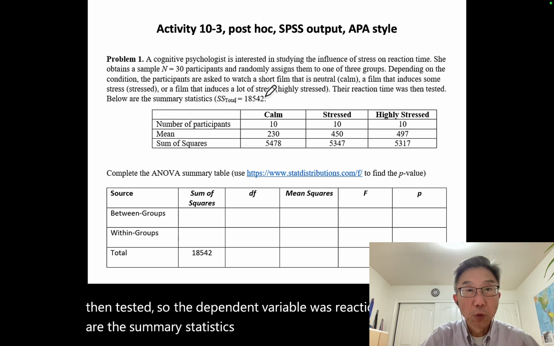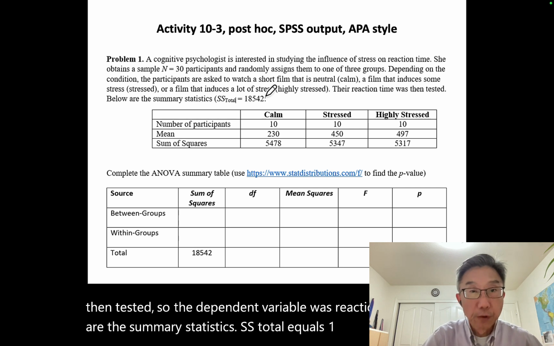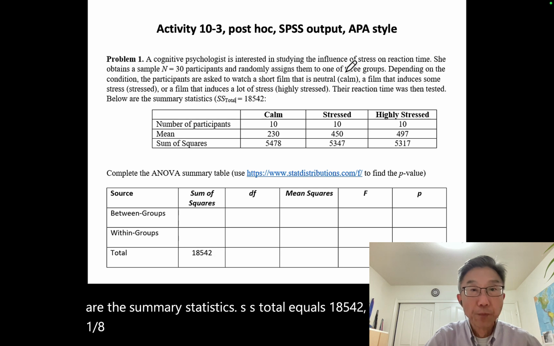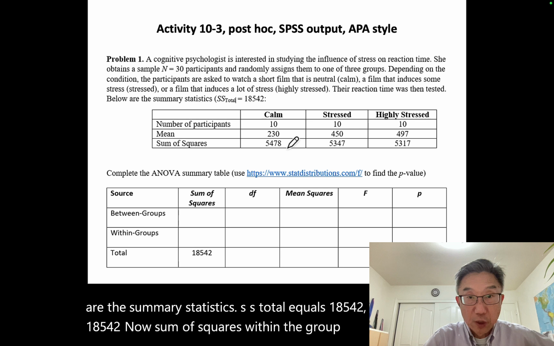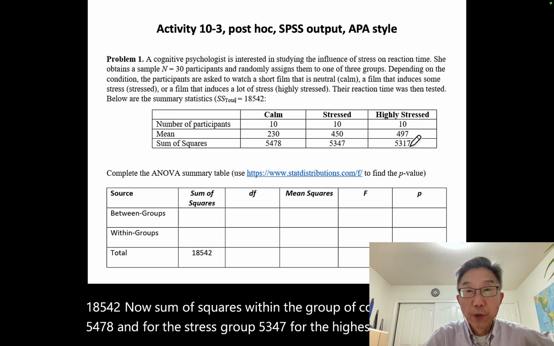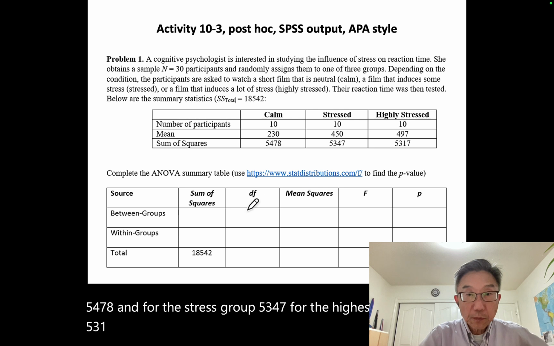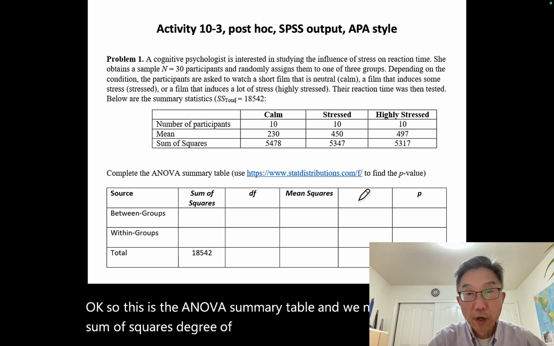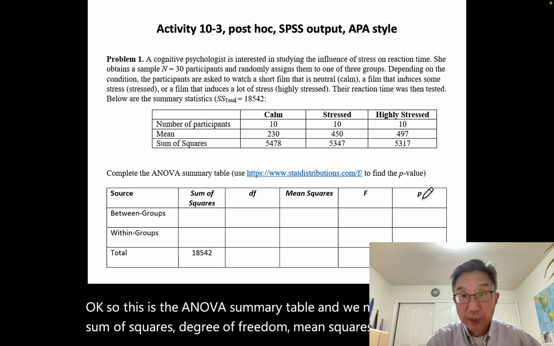SS total equals 18542. So this is SST. SST equals 18542. Now, the sum of squares within the group of calm equals 5478. For the stress group, 5347. For the highly stressed group, 5317. Okay, so this is the ANOVA summary table, and we need to fill out sum of squares, degrees of freedom, mean squares, F, and find the p-value.